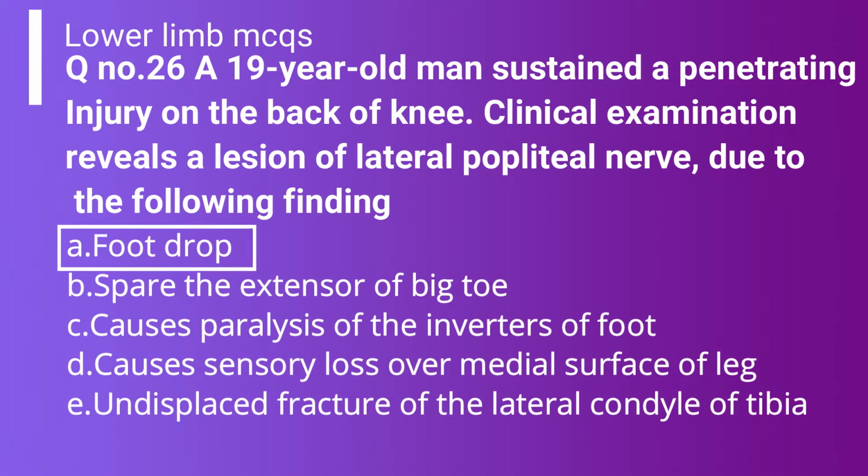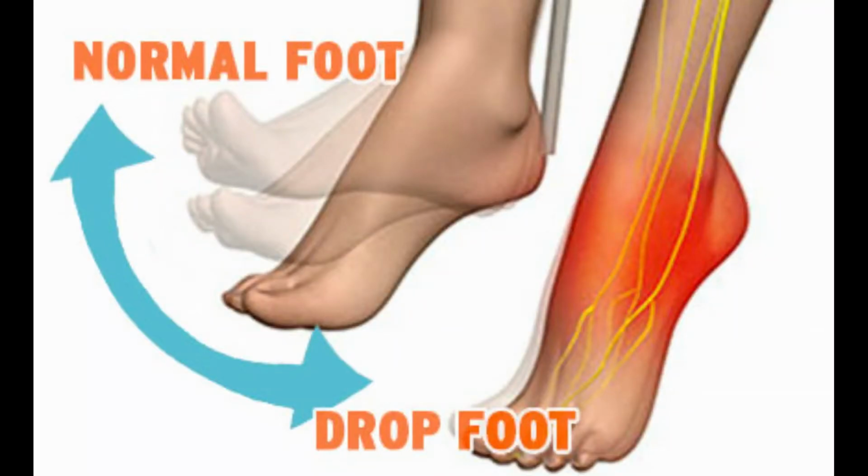So basically this question is about the common peroneal nerve. In this scenario, they are playing a trick by using the word lateral popliteal nerve, which is also known as common peroneal nerve. So the correct answer in this scenario is option A, foot drop, because injury to common peroneal nerve or lateral popliteal nerve causes foot drop.